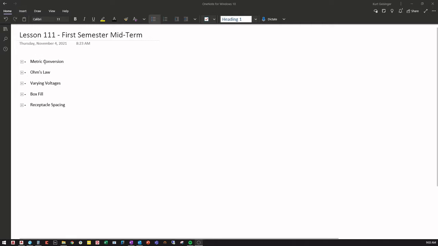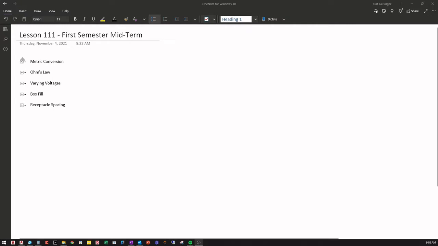So, right off the bat, you can see we're going to talk about metric conversion. I think that one is pretty straightforward, but pretty important. Ohm's law, similar, obviously very important. Varying voltages, I'll explain what that is. You guys have seen this quite a bit, and it's not going away. Box fill seems to be one of the more difficult to understand topics in our curriculum for whatever reason, and there's a lot of moving parts to that. And then we have receptacle spacing. So those are sort of the five big topics I want to cover here. And I think if we can understand these, you're going to understand a big chunk of what's on the exam.